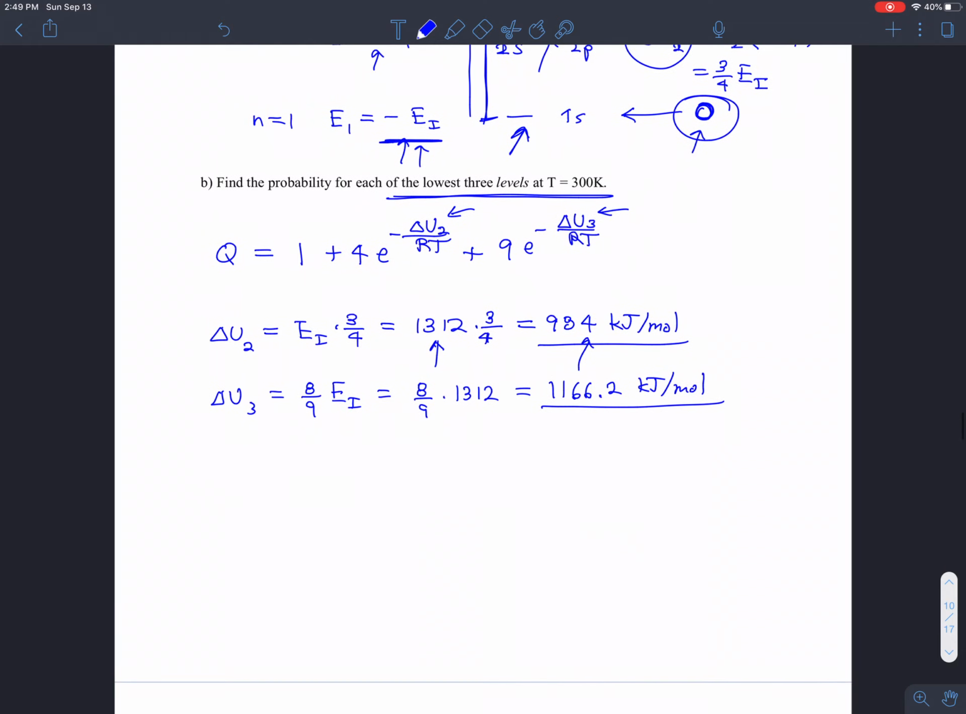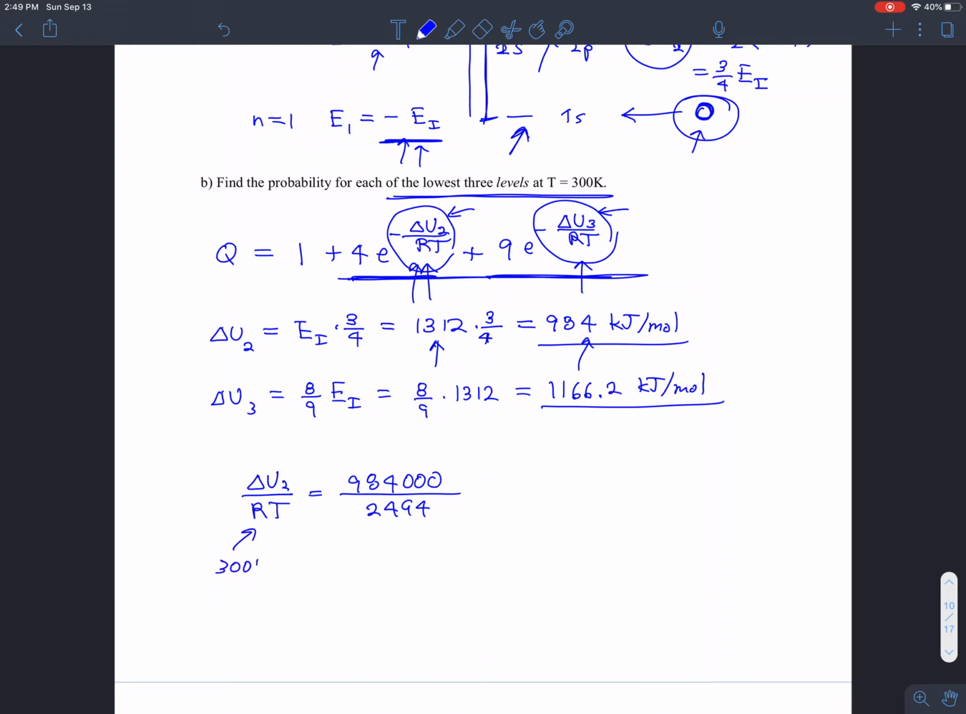All right. So then what's Q going to be? Well, let's calculate this delta U2 over RT and this delta U3 over RT, just to see if we even need to bother with these terms. If these terms are unfavorable enough, this whole end of Q will be 0, and we can just ignore it. So let's calculate these values and see what happens. Delta U2 over RT is equal to 984,000, right, joules per mole, divided by 2494, right, because we're at 300K here.